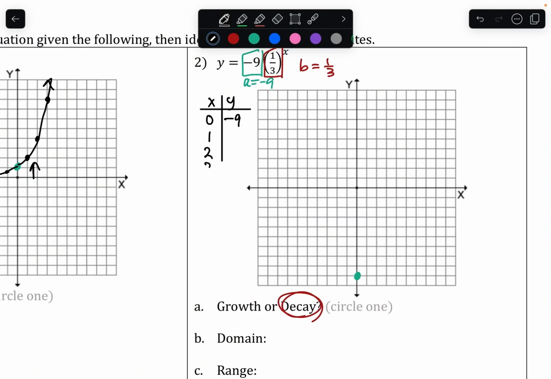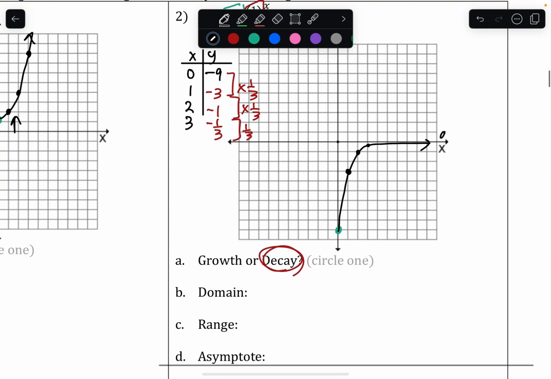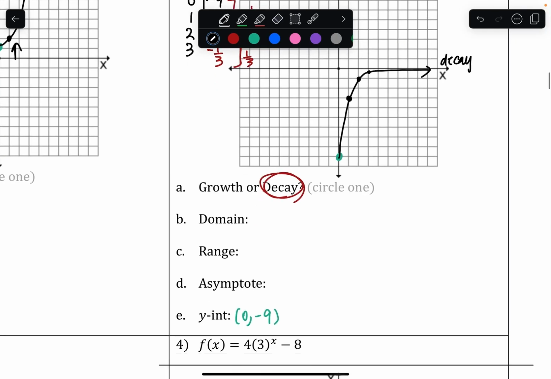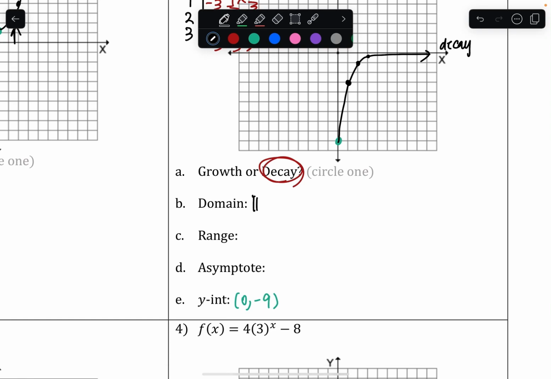Okay, and so we know we're starting at 0, -9. And then each time we increase x by 1, we are multiplying by 1/3. So 1/3 of -9 would give me -3. And then 1/3 of -3 would give me -1. And then 1/3 of -1 would give me -1/3. And so I can also graph the point 1, -3, 2, -1, and then 3, -1/3. And so you can see once again, we are approaching the 0. So it's an increasing graph, but it's still decay because it's approaching 0. It's flatlining.